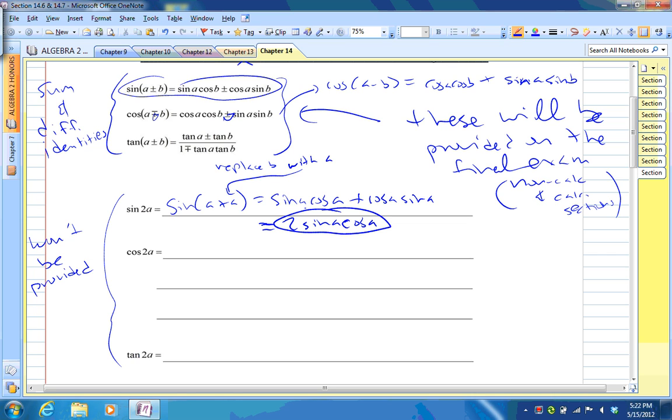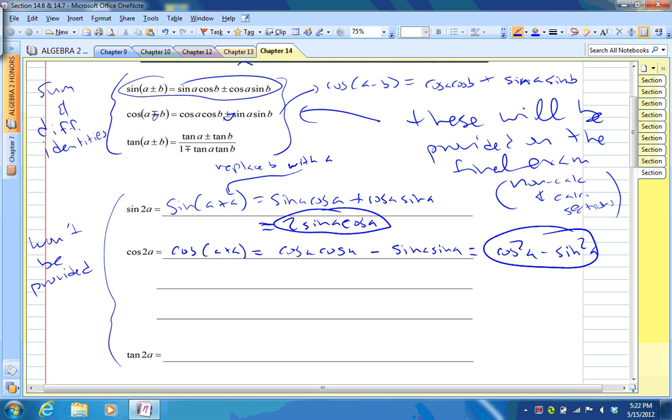Now cosine 2A will be cosine of A plus A, which is just going to be cosine A cosine A minus sine A sine A, which is the same thing as saying cosine squared A minus sine squared A.